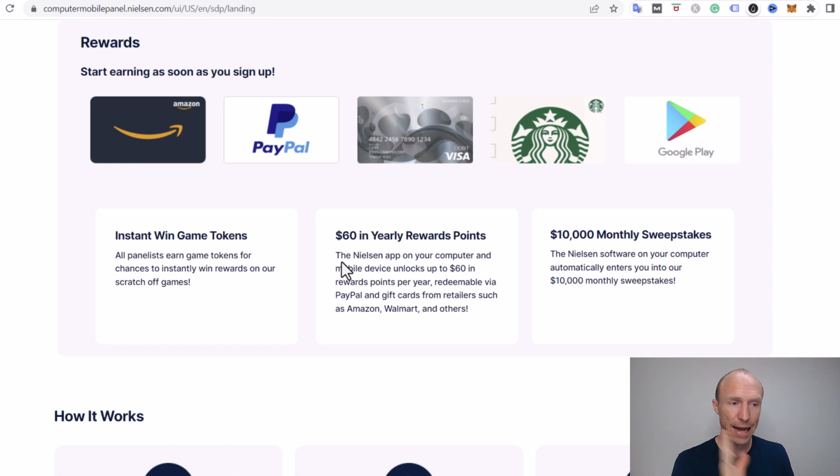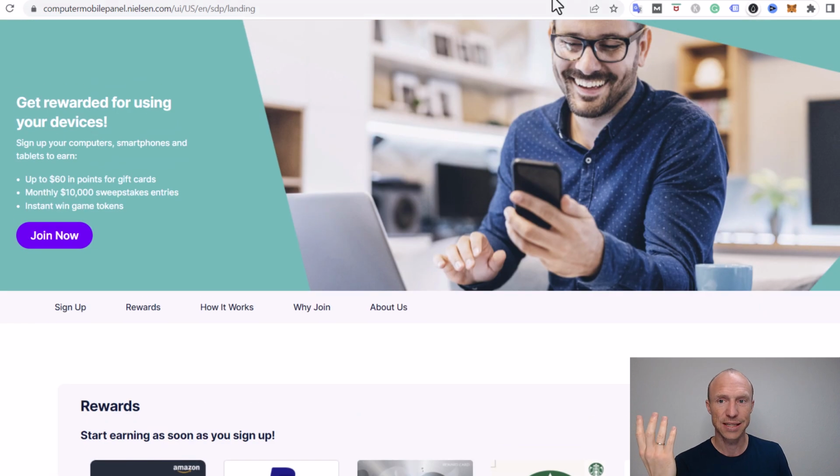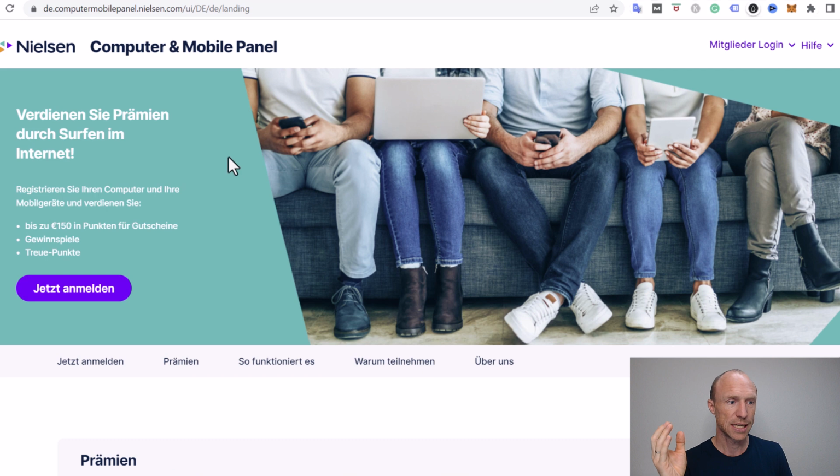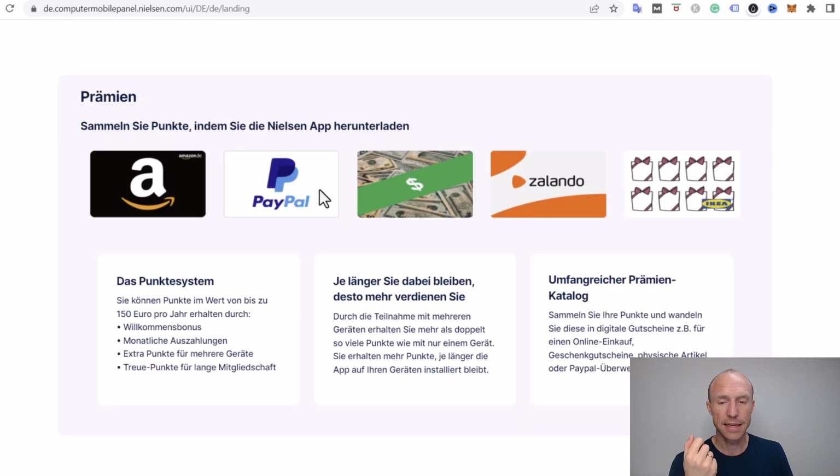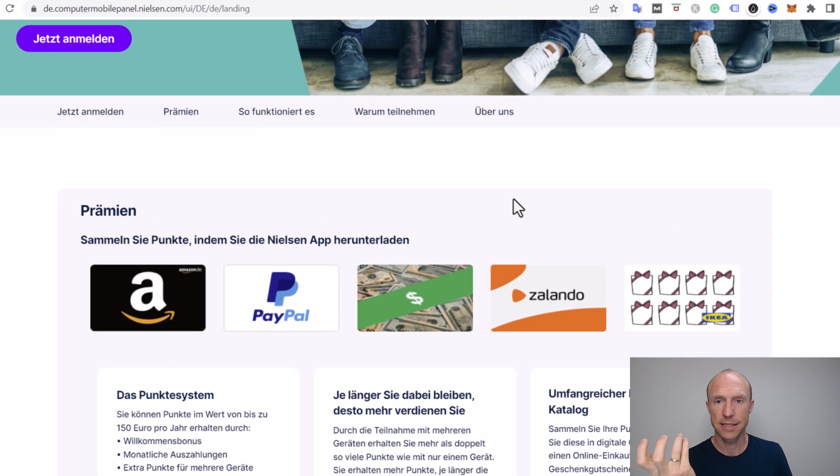But the great thing is you actually do not have to do anything at all. And also in the US, they have this monthly sweepstakes, for example, where you can win up to $10,000. So if you're lucky, you can really win a lot. But as mentioned, this really varies from country to country. For example, in Germany, you would potentially earn up to 150 euros per year, and they have a little bit different reward options. So all of it really depends on the country you live in.